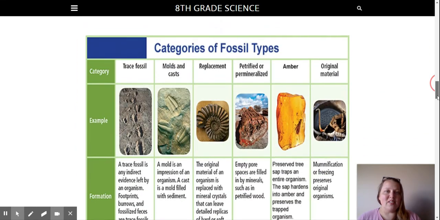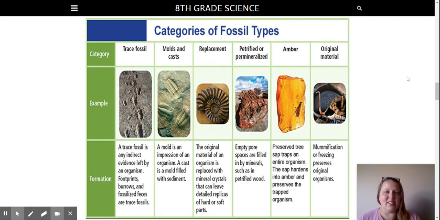Let's look at the fossil categories. So first we have a trace fossil. A trace fossil is any indirect evidence left by an organism, such as footprints, burrows, fossilized feces, remember coprolite, and are all trace fossils. Trace fossils tell us that the animal or organism has been there. It was there at one point in time. That's a trace fossil. It's not the actual organism.